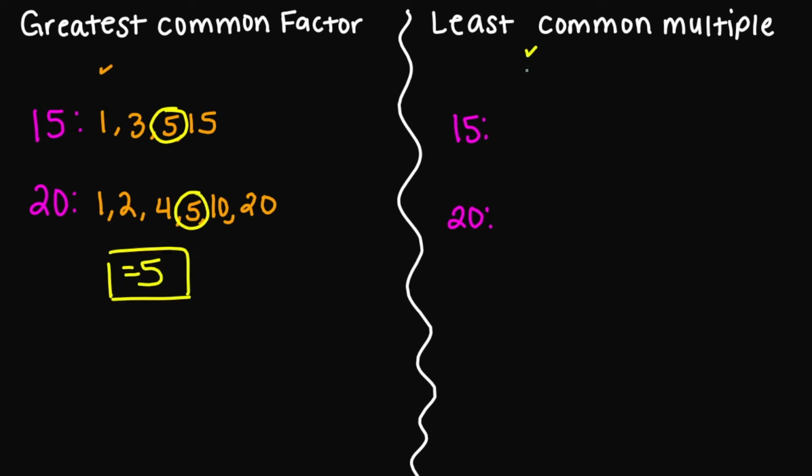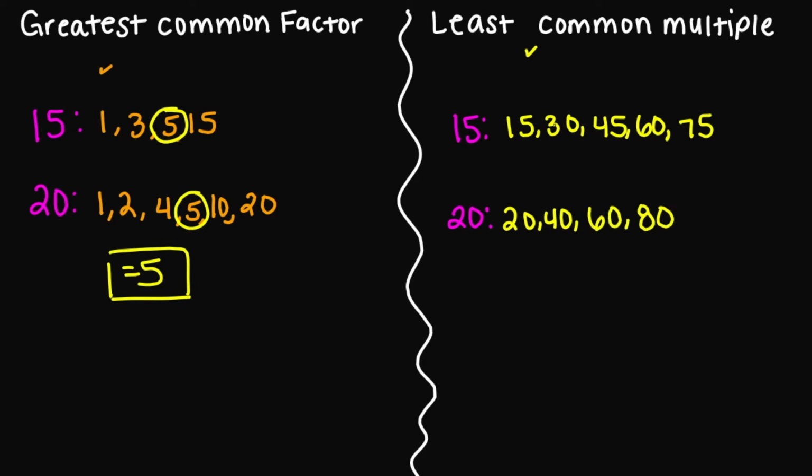Let's look here for my least common multiple. We're going to list the multiples of 15. We have 15, 30, 45, 60, and 75. We'll stop here for now. For 20, we have 20, 40, 60, and 80, and we'll stop here for now. The smallest multiple that both of these numbers have in common is going to be the number 60. I have a 60 here, and I also have a 60 here. So your LCM is going to be 60.